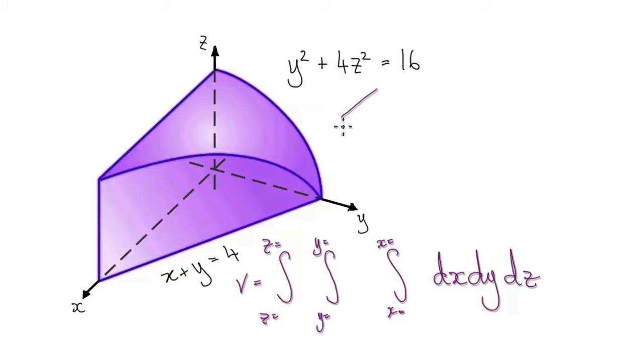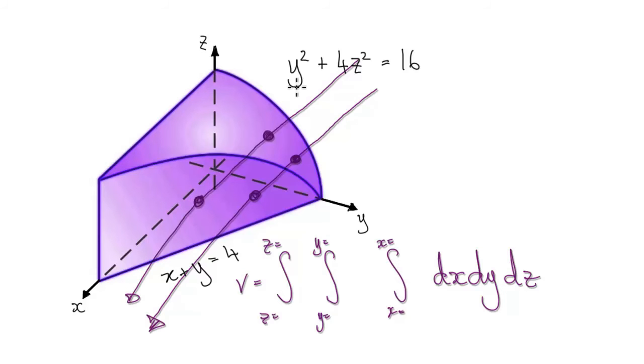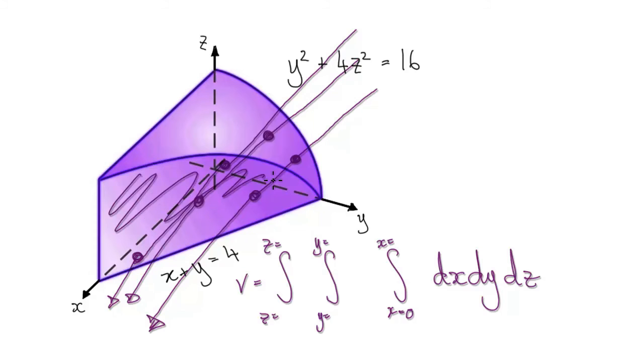If you look at this, I enter at x equals 0, and then I leave this flat surface here. I would enter x equals 0, and then I would leave the surface. Well, I need this surface in terms of x equals something, so I need to rearrange this equation to make x the subject. So that would be 4 minus y. That's the first thing done.